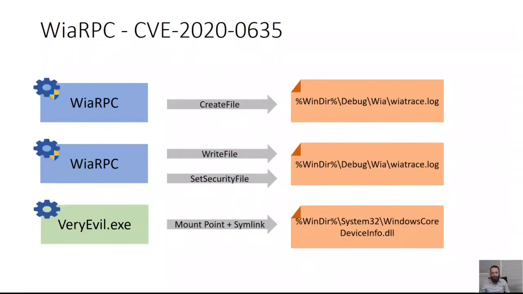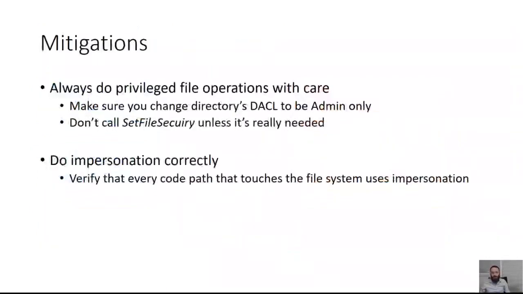We can easily abuse it, placing a mount point and a symlink over it. The mount point will point to \rpc control, and the symlink will point to the new DLL that can be loaded by some of the system services. We can edit the target file because of the call to set security file, which changes its permissions. Without it, we could just create an arbitrary file in an arbitrary location, but without having the ability to edit it.